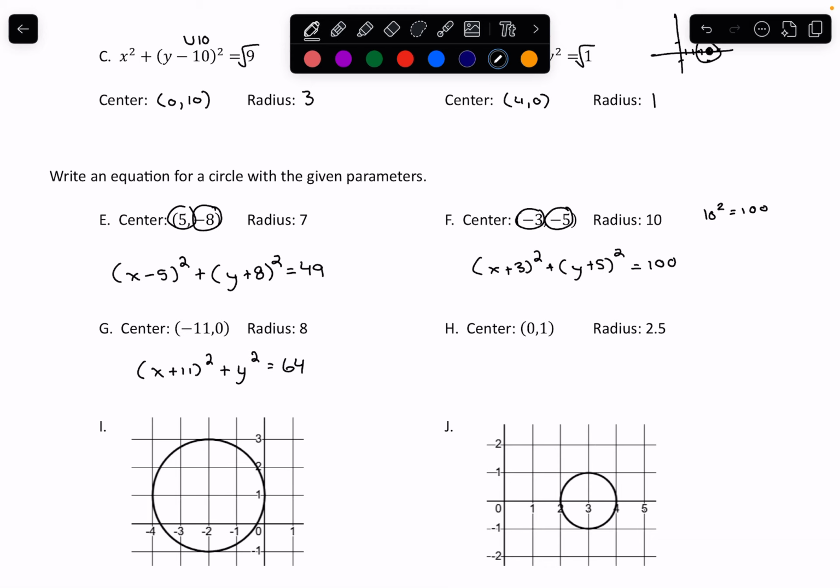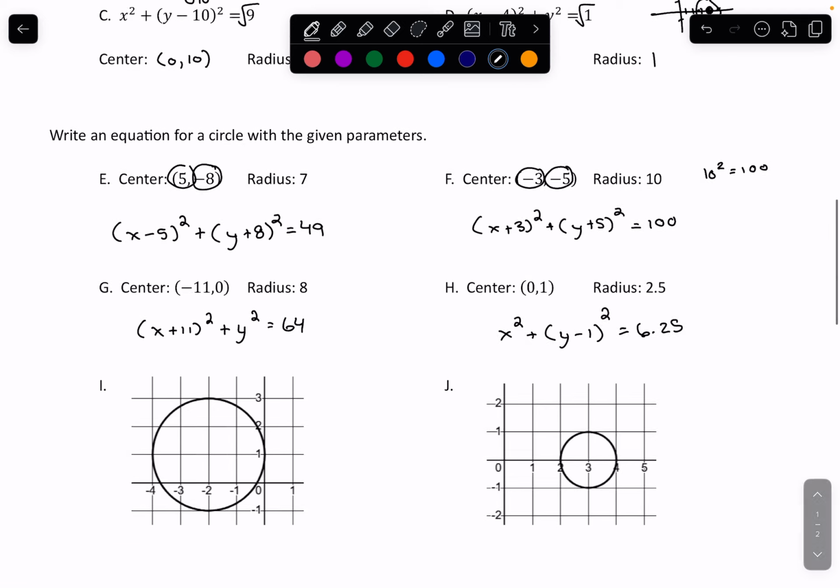Now, h doesn't shift left and right at all, so it's just a regular x squared. It does shift down 1, or sorry, it shifts up 1, but I write it the opposite. So I write y minus 1 squared. And then 2.5 squared is going to be what? 2 times 2.5 is 5 plus another, so what, 6.25, I think. Correct me if I'm wrong later. I'll give you a bonus.